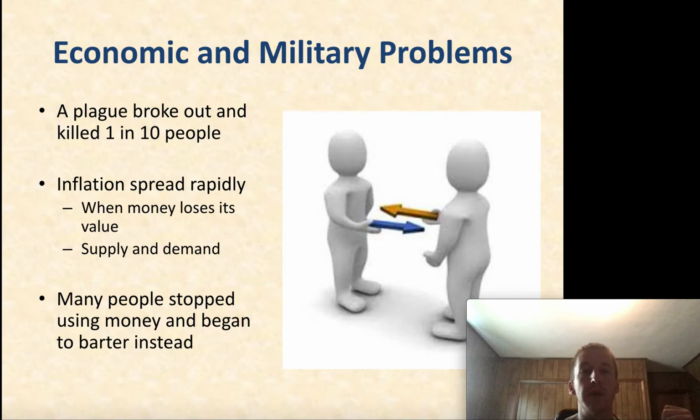A plague is going to break out that will kill 1 in every 10 people. Inflation is going to also begin to spread rapidly. Inflation is when money loses its value.